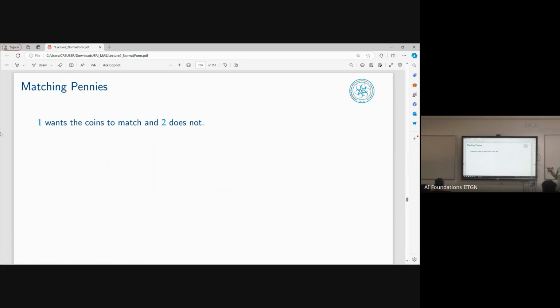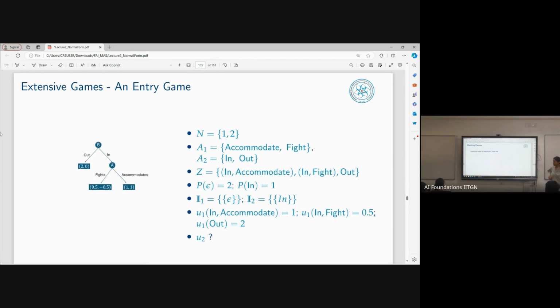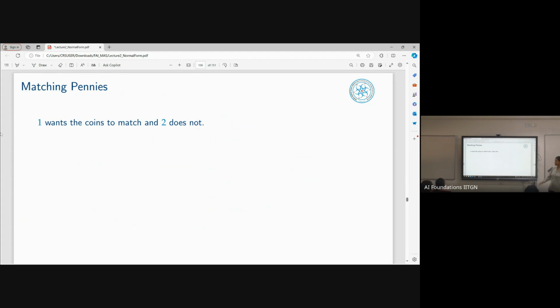Now let's go for a different game, which is matching pennies. In matching pennies, there's a player 1 who wants the coins to match. Both of them are flipping an unbiased coin, heads or tails. Agent 1 wants the coins to match. It gets a utility of 1 when both are heads, and it gets a utility of negative 1 when one is head and the other is tail. But player 2 does not want the coins to match.